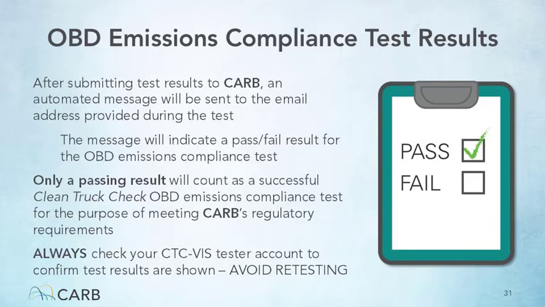After submitting the results to CARB, you will receive an automated message at the email address you entered when you started the test that informs you whether the vehicle passed or failed the OBD emissions compliance test. Please always check your tester account at cleantruckcheck.arb.ca.gov for test results, as this is where they are applied to vehicles for compliance. A passing test is needed to meet Clean Truck Check regulatory requirements. On the next slide, we'll go over some reasons a vehicle will fail the OBD emissions compliance test.